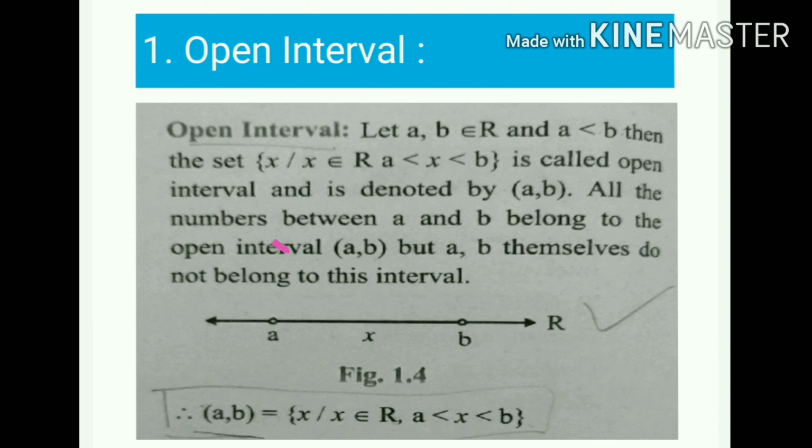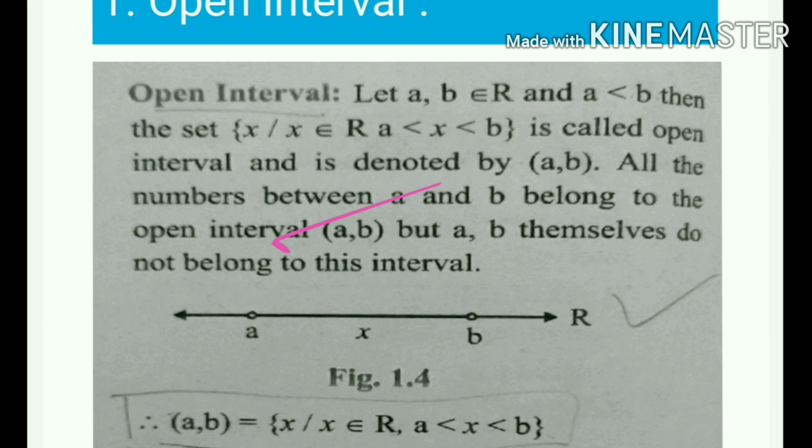Open interval, let's define. Let a, b belong to R and a is less than b. Then the set of x such that x belongs to R and a is less than x, x is less than b, meaning x lies between a and b, is called an open interval and it is denoted by round brackets (a, b). Inside the round brackets you have to write a comma b.